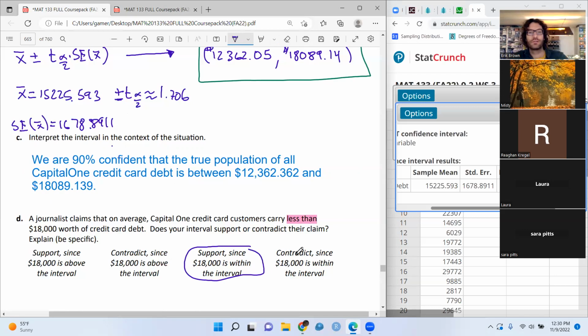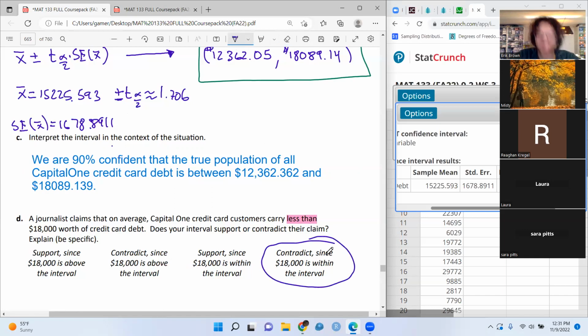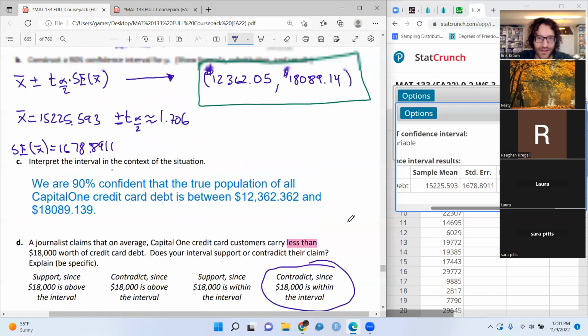You said support. No, it's contradict. I was just reading the within part. Good, thank you. Come on, Eric, get it together. Drink your coffee and let's do this. I'm on cup 3. I probably need to get to the Misty levels, and then maybe I'll be okay.